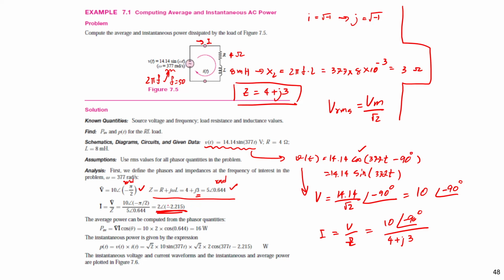In terms of radian, we get 2 with the angle of minus 2.215. Yeah. The angle is negative.